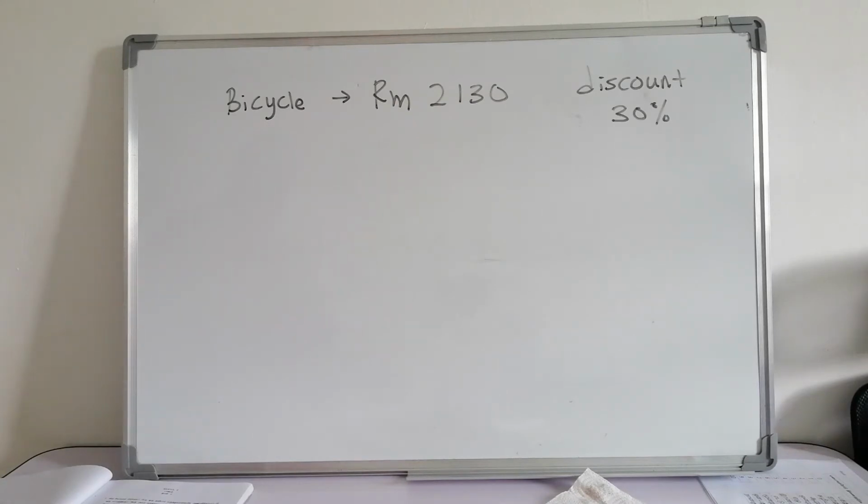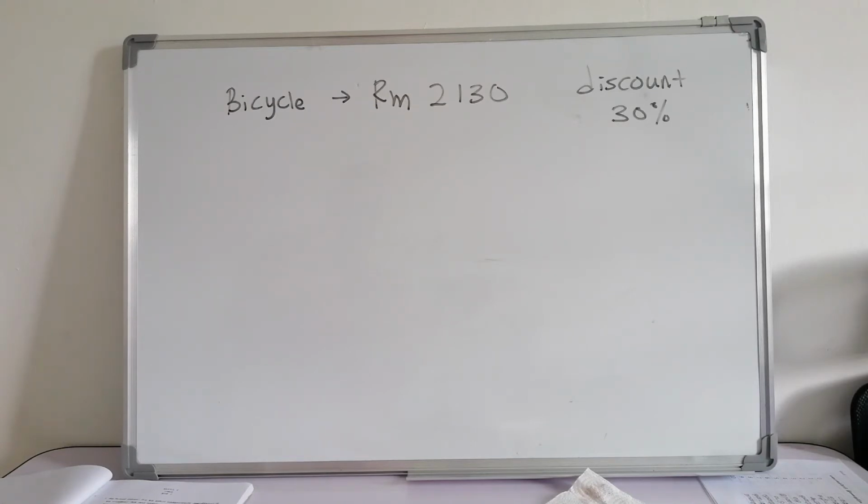now we continue with another question where this bicycle costs 2,130 ringgit, and he gets a 30% discount for the bicycle. Okay, we're going to find out how much we have to pay in order to buy the bicycle.